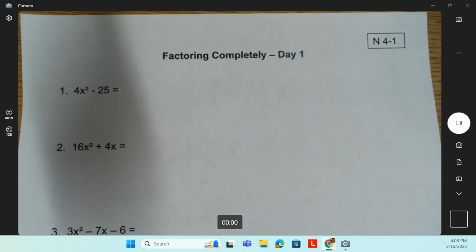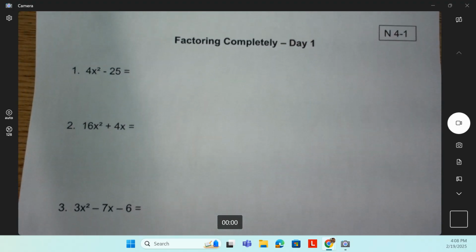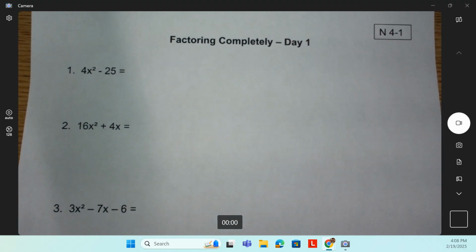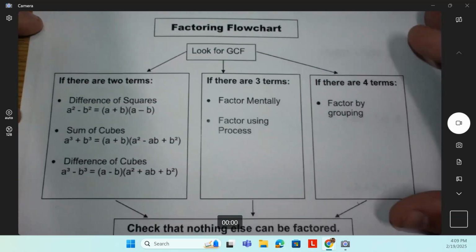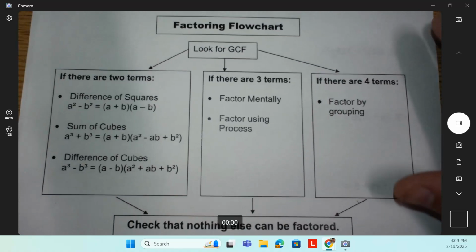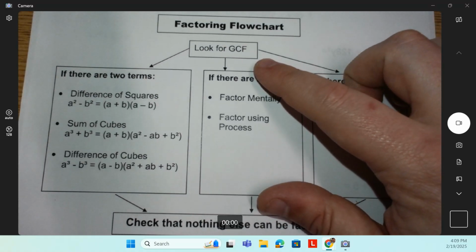Okay, we're going to be looking at trying to factor things completely, so all the way factoring down any type of equation. The ones we have today, we're going to cheat a little bit and look at the flow chart from tomorrow. But when we're looking at it, the first thing we're always looking for is a greatest common factor.